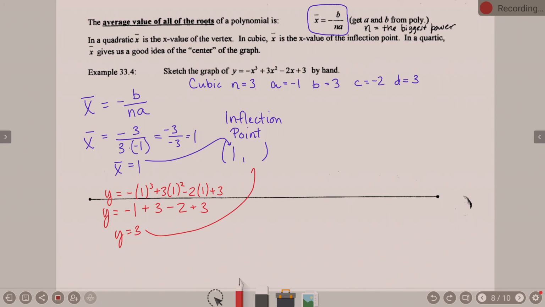So now we know that our inflection point is 1, 3. Okay, so we have an inflection point of 1, 3. We know this is cubic. What kind of behavior can we tell since this is cubic? So it's a cubic of negative, so it would have to be up, down. It's a cubic with a negative coefficient, and so that does tell me that this is going to be up-down behavior. I agree.